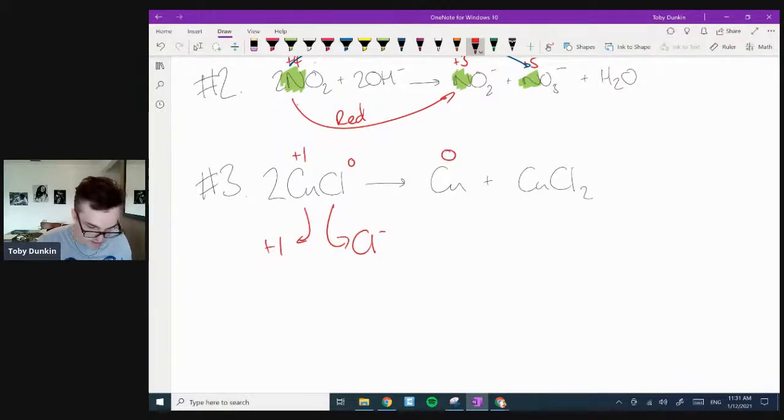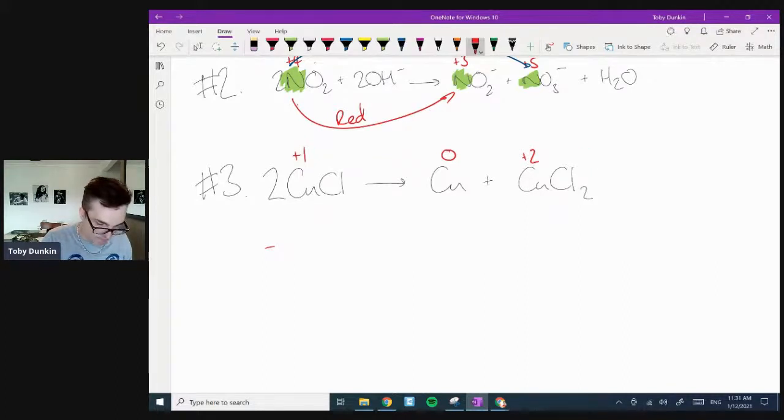It is an element, so 0. Next one, Cl minus times by 2, 2 minus, no overall charge. It must be bringing +2. So we've got +2 here. Right, get rid of all my working. Don't need any of that now.